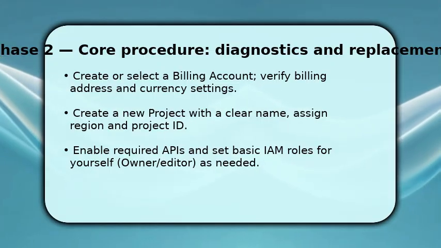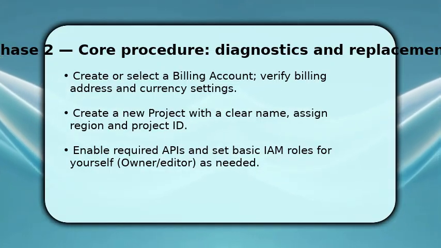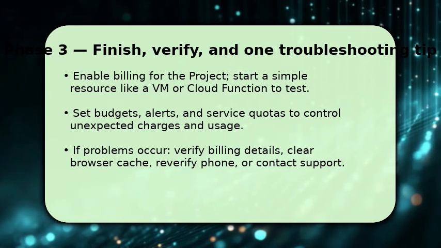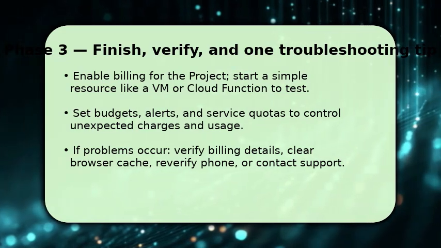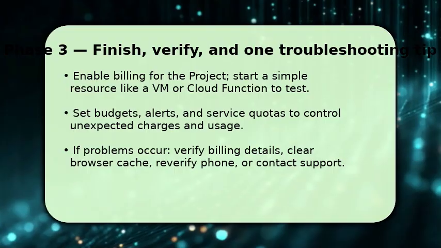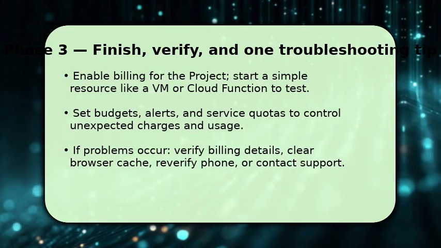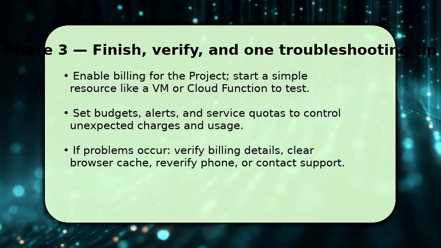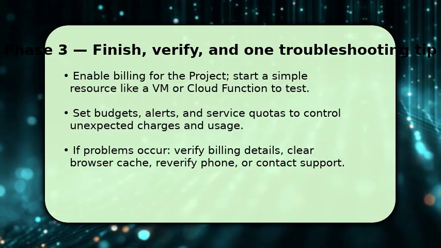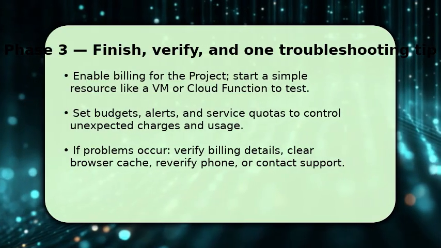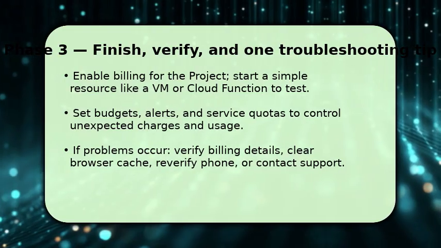Finally, enable billing on the project and spin up a small resource, such as a test VM or cloud function, to confirm everything works. Once running, set a budget and alerts to prevent surprises and adjust IAM or quotas as needed. If something goes wrong, first verify payment details and phone verification, then clear your browser cache and retry sign-in.